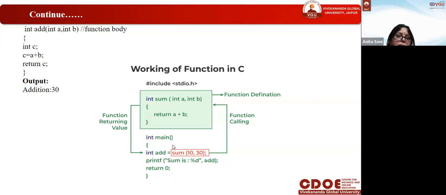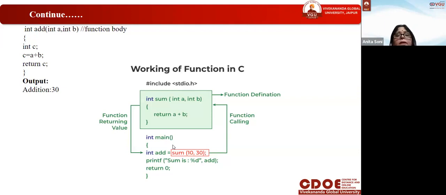The parameters are a and b. In the previous example, in add, you were declaring a local variable c and storing the result in c. But if you do not want to store the result in another variable, you can directly add and return the result. So return a plus b would also give the result of a plus b wherever the function is invoked.